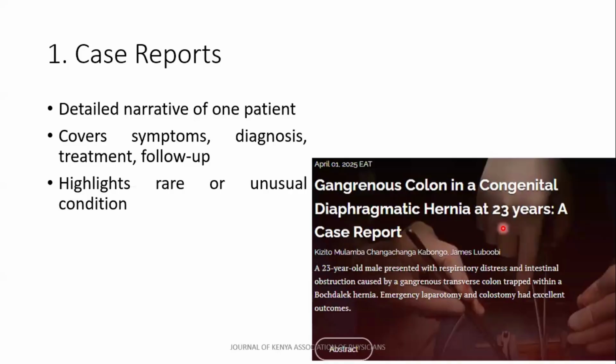So they describe how the patient presented and what was unique about this case, basically the colon being trapped within the hernia. And then they also explain how they approached treatment of the case, so emergency laparotomy and colostomy. And then they say how the patient responded to the treatment. So they had an excellent outcome.